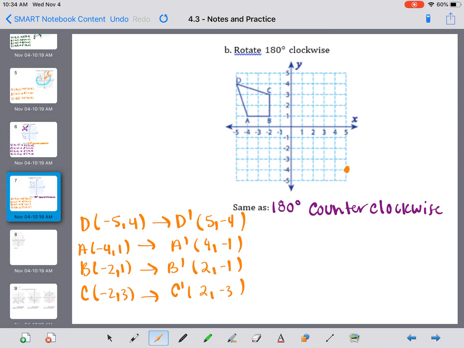Plot your new points, and we land in the quadrant we wanted to land in. And there we go. D prime, B prime, A prime, and C prime.